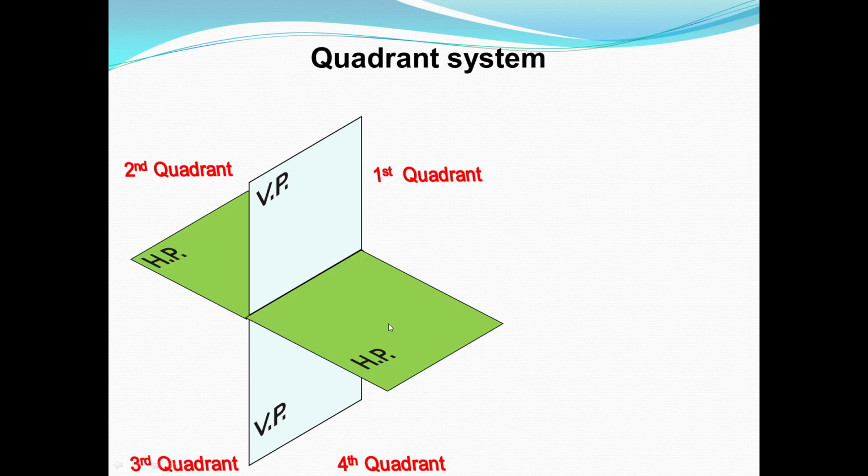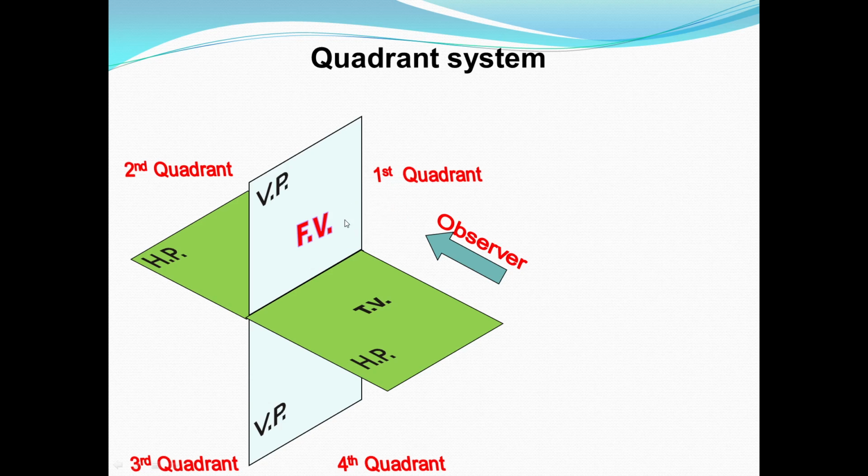First quadrant means above the HP, in front of the VP. Second quadrant means above the HP, behind the VP. Third quadrant means below the HP, behind the VP. And fourth quadrant means below the HP, in front of the VP. Once again, the observer gets the front view and top view of the first quadrant: top view on the horizontal plane, front view on the vertical plane. So this is the position of an object in the first quadrant, above the HP in front of the VP.